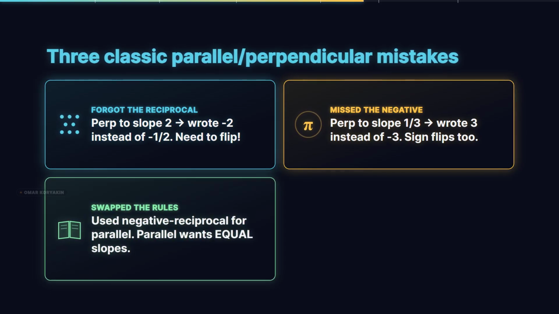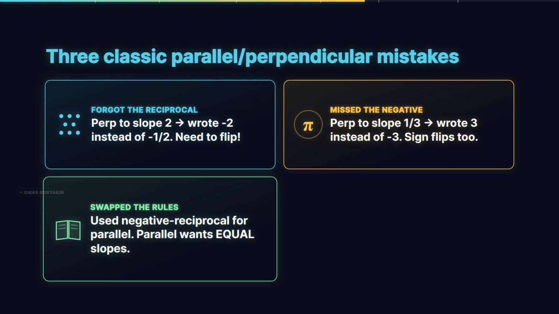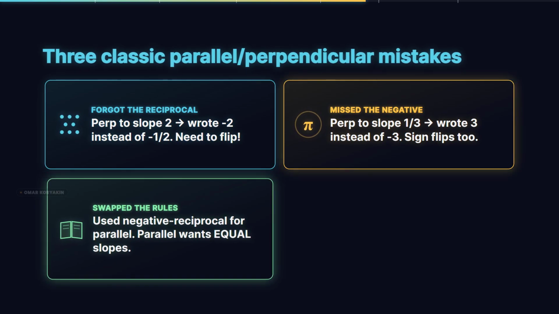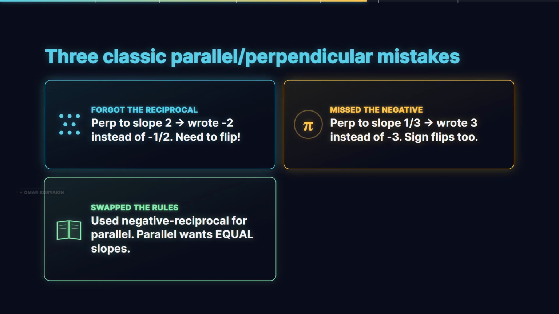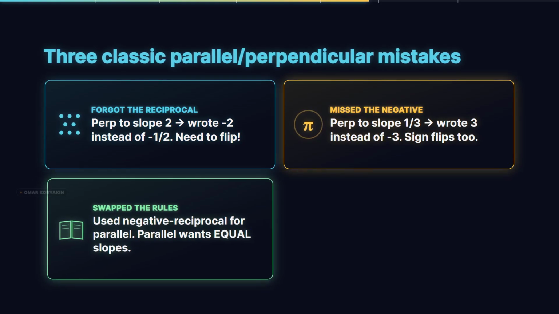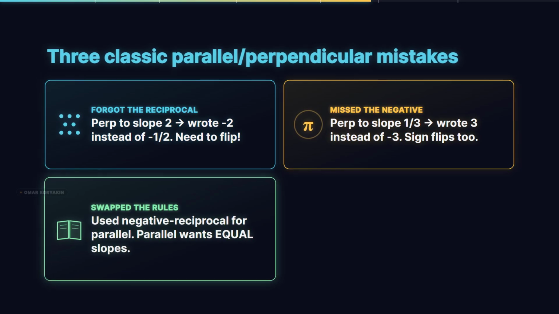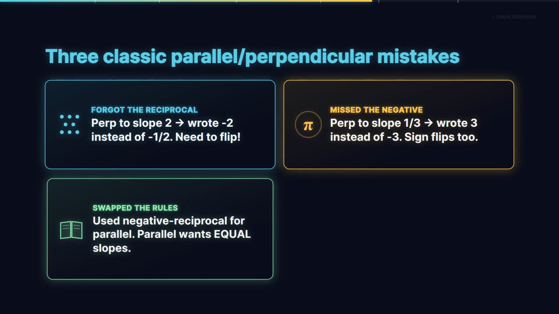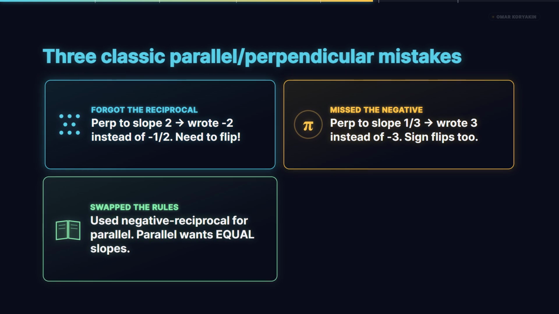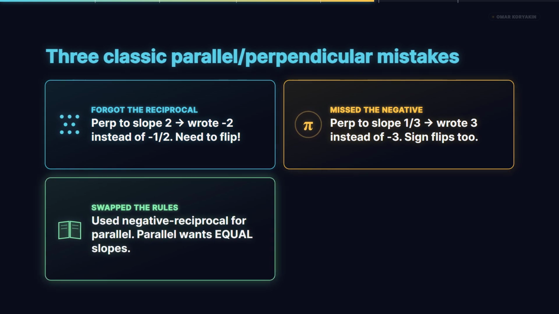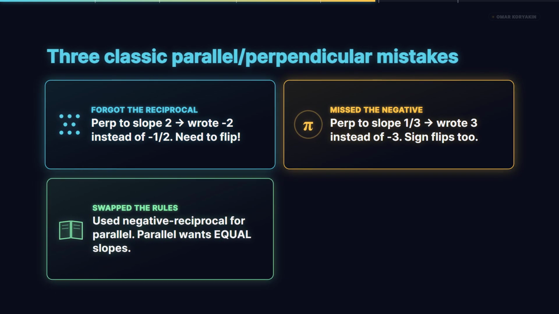Third mistake: swapping the parallel and perpendicular rules entirely. A student asked for a parallel line uses the negative reciprocal rule by mistake, getting a perpendicular slope rather than a parallel one. Or vice versa, asked for a perpendicular line and uses the equal slopes rule. The fix is to read the problem carefully before writing any algebra.